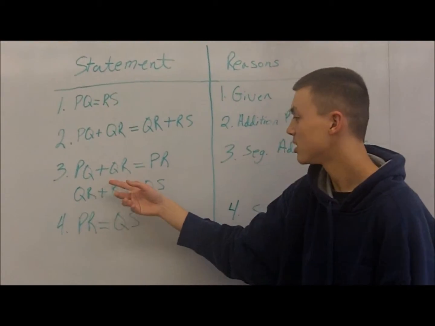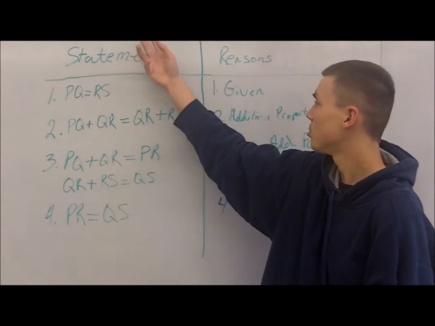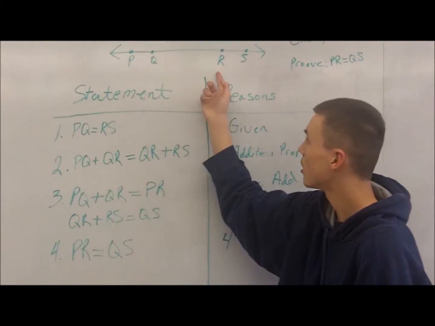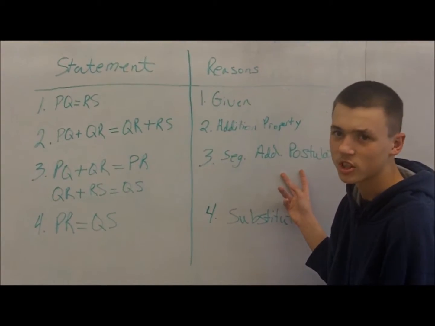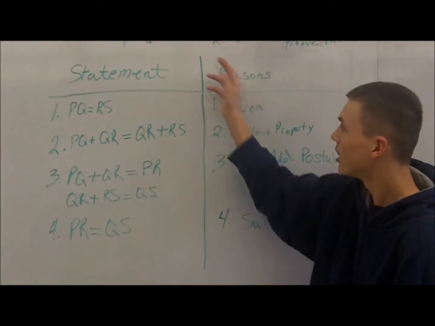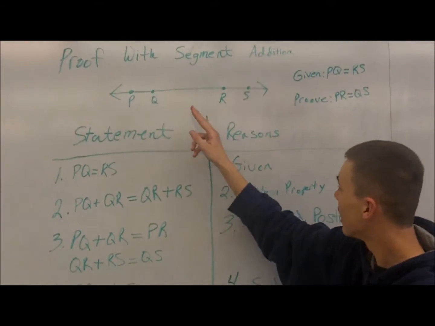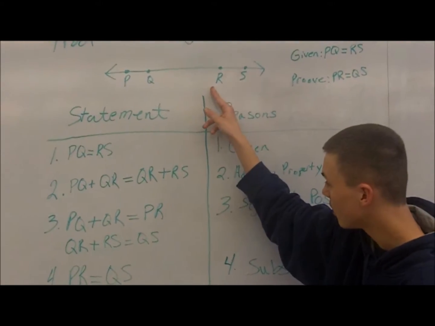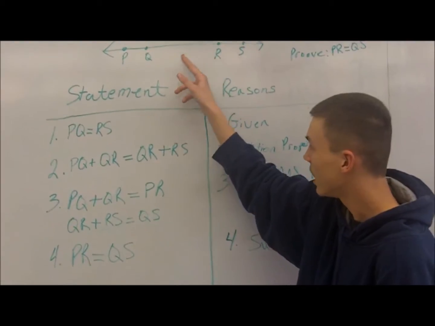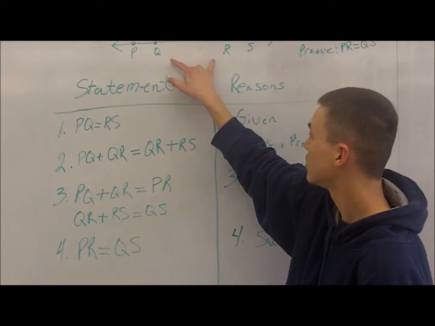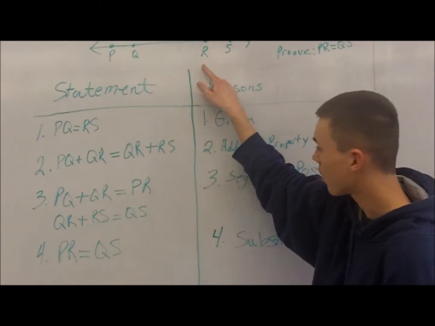Step number 3 is PQ plus QR equals PR because of the segment addition postulate, which states that, for instance, in this case, Q is in between P and R, and we add PQ and QR. Then, since we're adding those two and those two, that entire line would be PR.